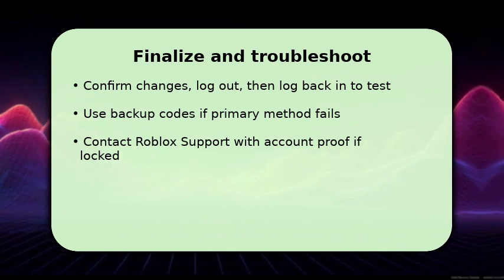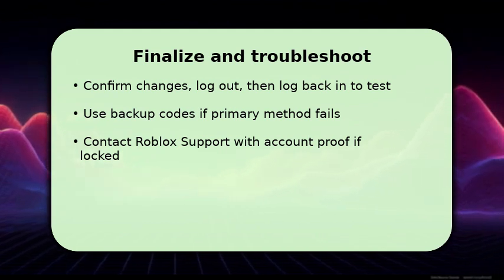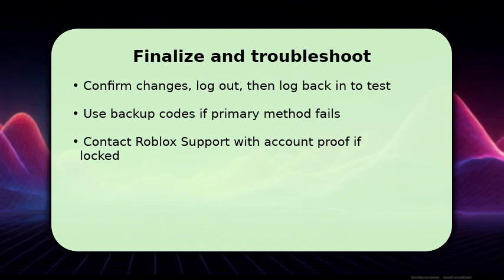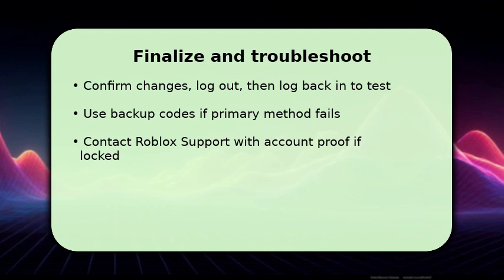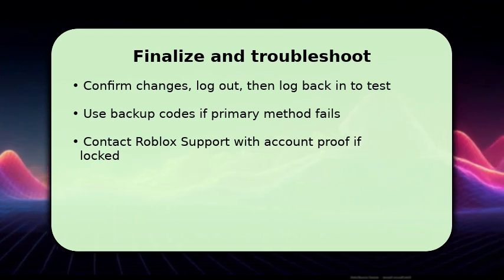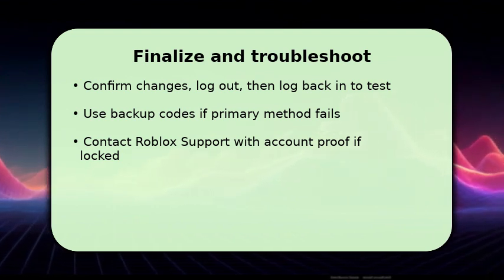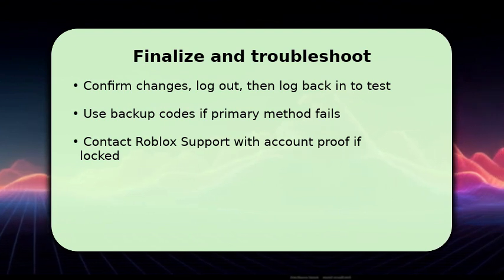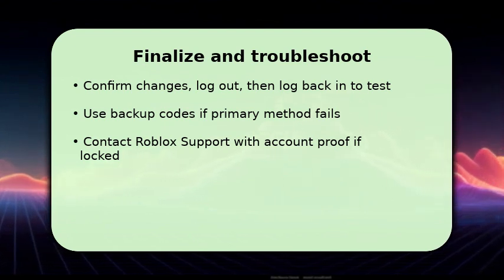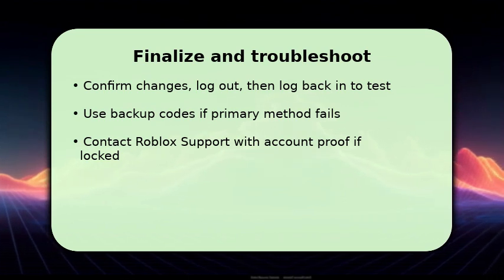If a code never arrives, try backup codes or toggle airplane mode on your phone. Sometimes SMS delays occur. If you're locked out without backups, collect proof of ownership like purchase receipts and email timestamps, then contact Roblox support. One key tip: always save at least one backup code or link an authenticator app to avoid future lockouts.